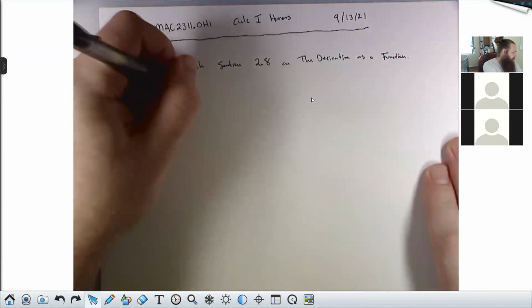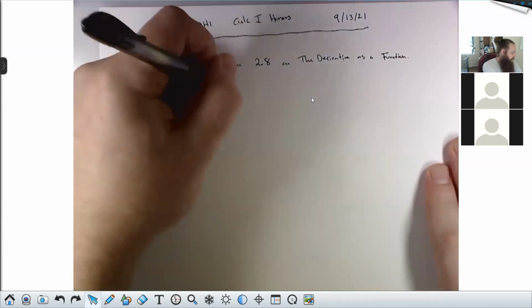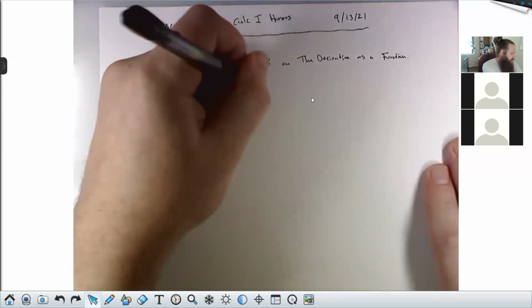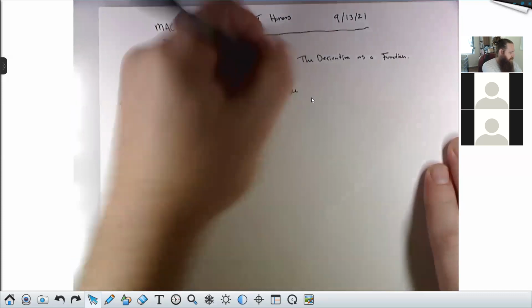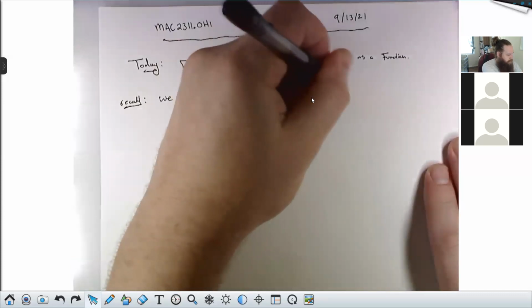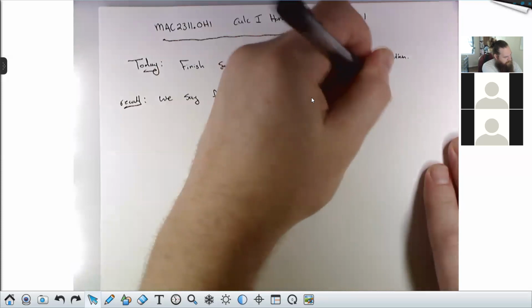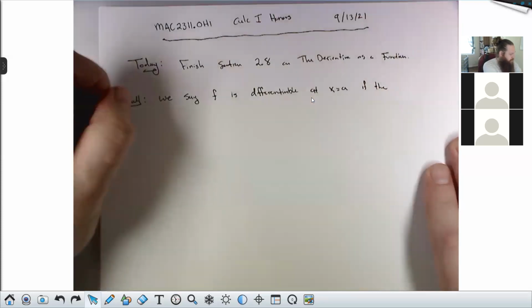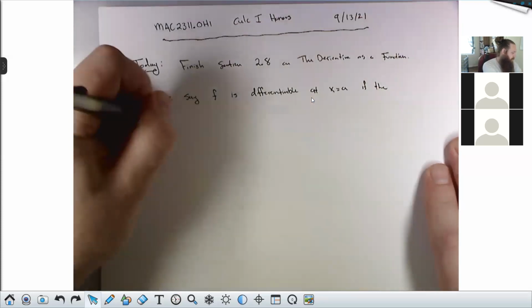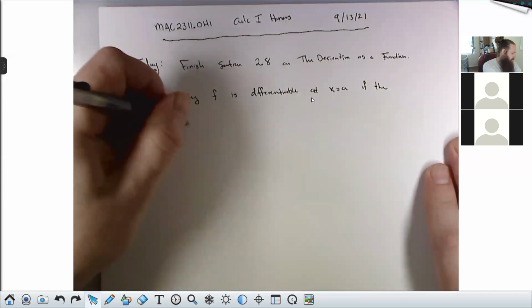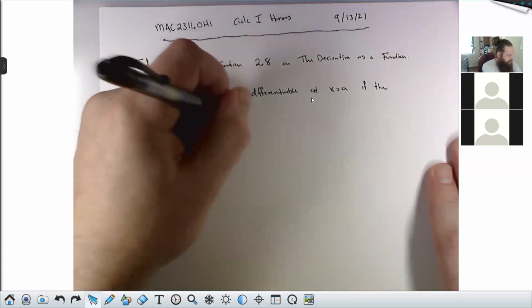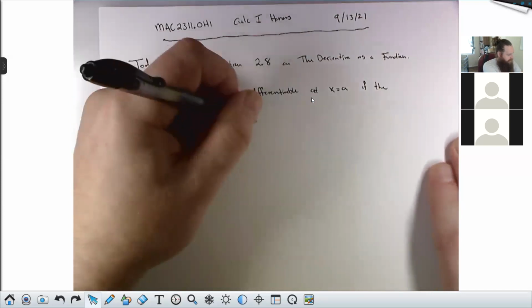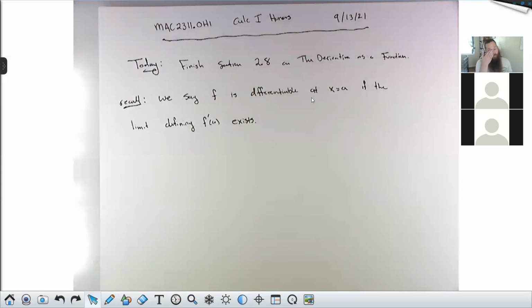We say f is differentiable at x equals a if the limit defining the derivative exists, right? And we know what that limit that defines the derivative is. I'm not going to go back through that.